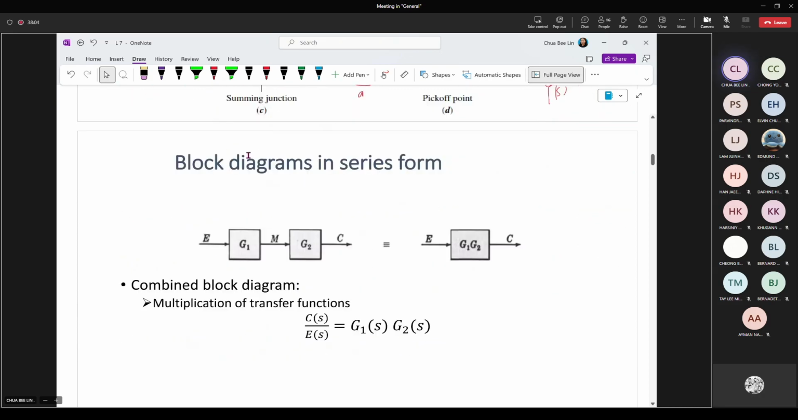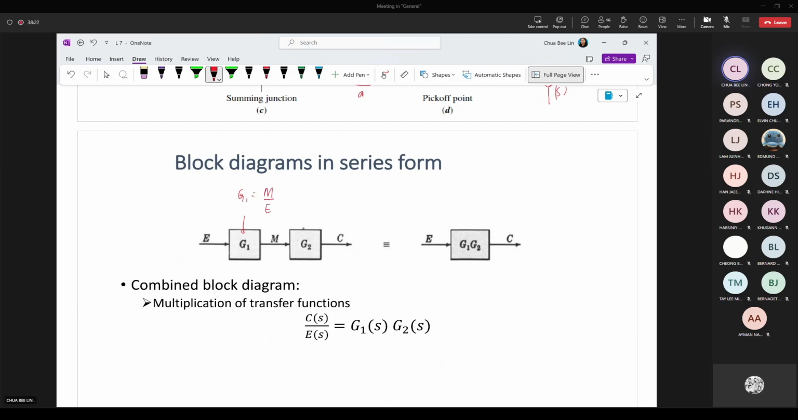Okay. So block diagram in series form means side by side. If side by side, you remember they can be multiplied together to simplify. Just like this one, we will be having the first one, G1, transfer function will be output over input. Second one will be G2. Output of the G2 is C, input of the G2 is M. Okay, so now you want to get the transfer function of the overall system. So it will be the final output C over the input E, equivalent to multiplication of these two blocks. So G1 multiplied with G2.